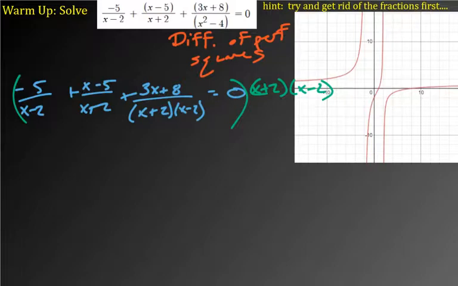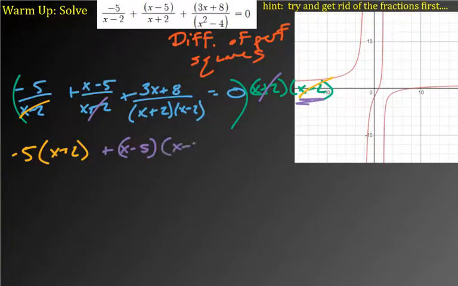Like, x minus 2 cancels with that one when we multiply, so we would just have negative 5 times x plus 2. When we do the second multiplication, it cancels that one, but not this one. So then we have x minus 5 times x minus 2. And then this last one's really nice because these both cancel with these two things when we do this last multiplication. So then we just have 3x plus 8 left over from that one. And then 0 times that common denominator is still 0.